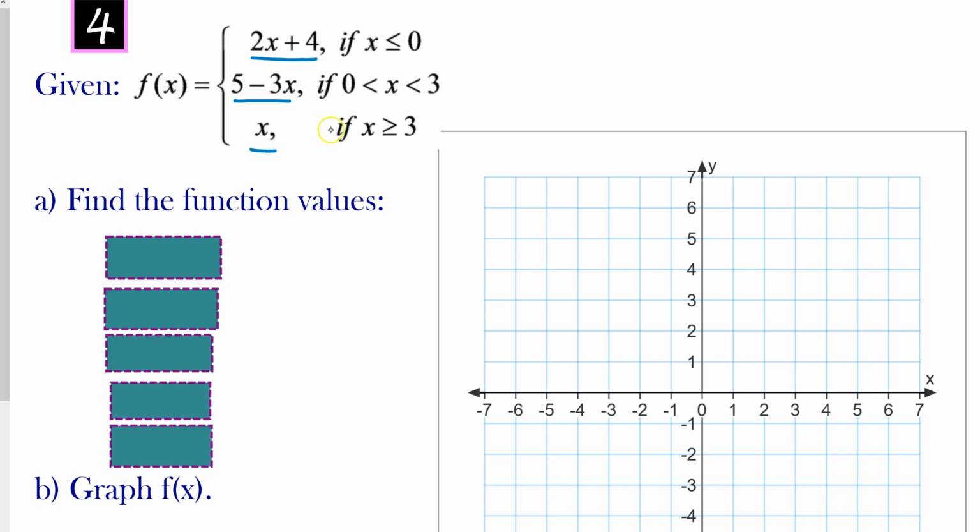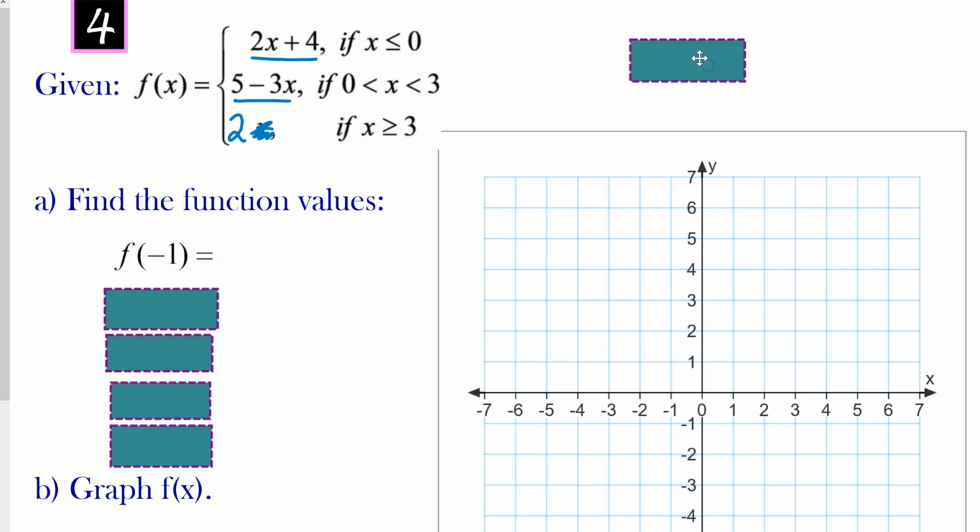Now let's pretend that this was f of x equals, in fact, I'm just going to change the problem. Let's say this was f of x equals 2. Well, that's also a line. It's just a horizontal line. It's constant. Okay, before we graph, this time we're asked to find some function values.